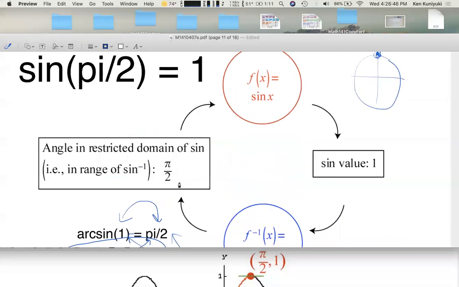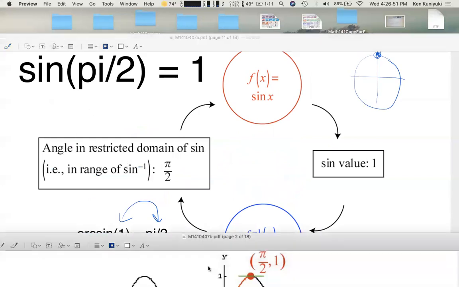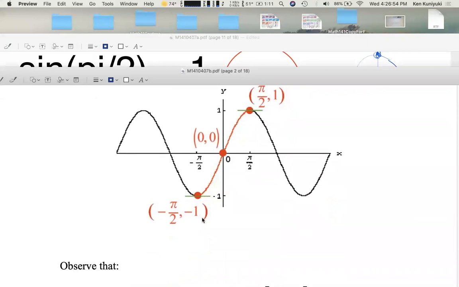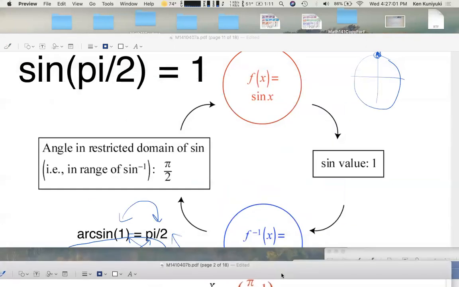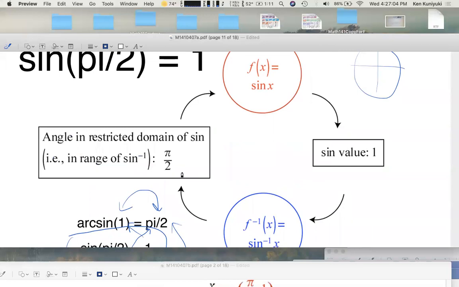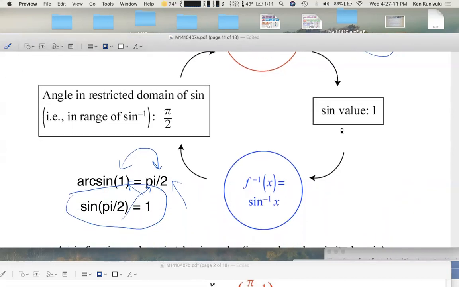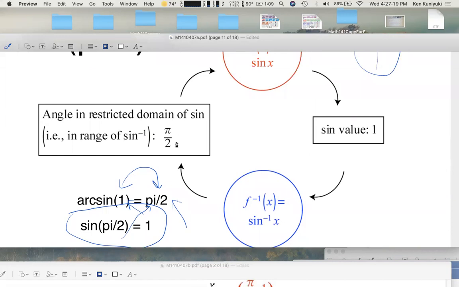Now remember, pi over 2 was in the restricted domain of the sine function. Remember, when we restricted the sine function, we went from negative pi over 2 to pi over 2. Pi over 2 was legal. It was a legal input. It was in the restricted domain. And when that happens, this loop-to-loop works perfectly. We start with pi over 2, input into the sine function, the output is 1. And then if you take 1 and input into the inverse sine function, the output is pi over 2, which is the same as the original input at the very beginning.